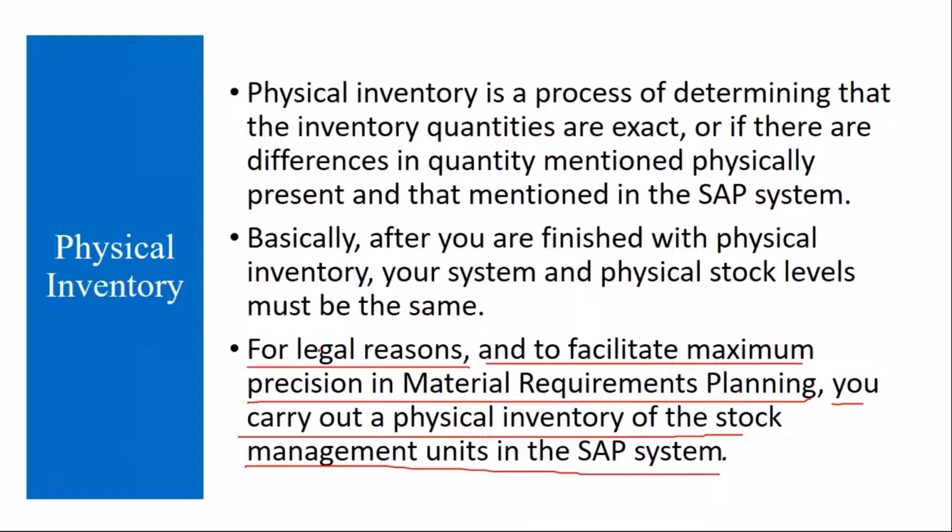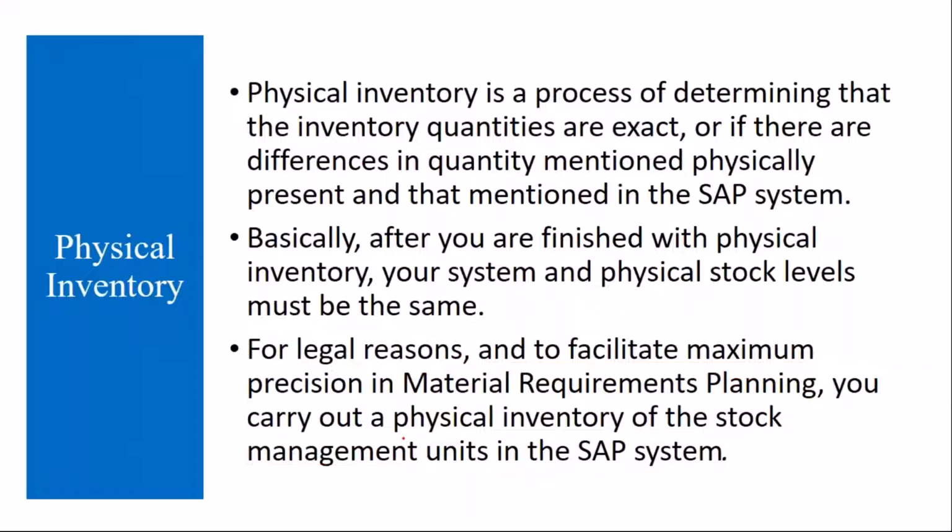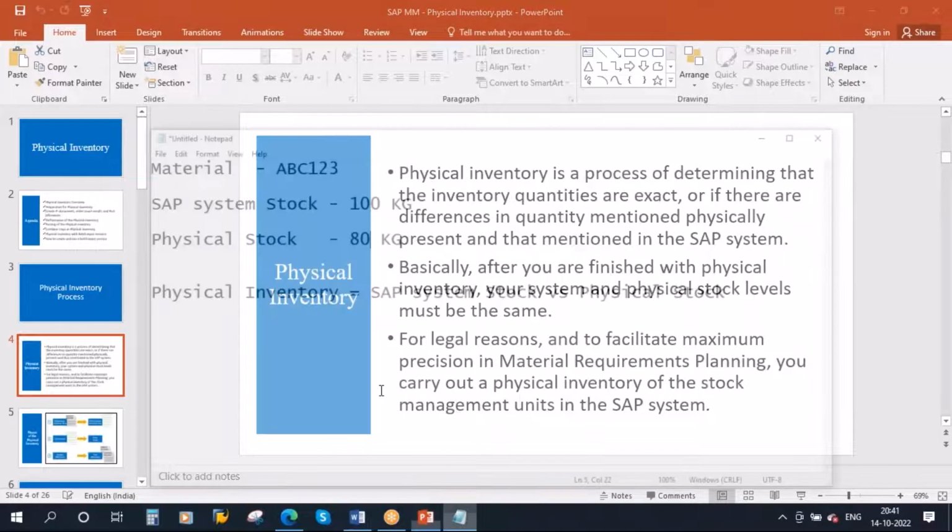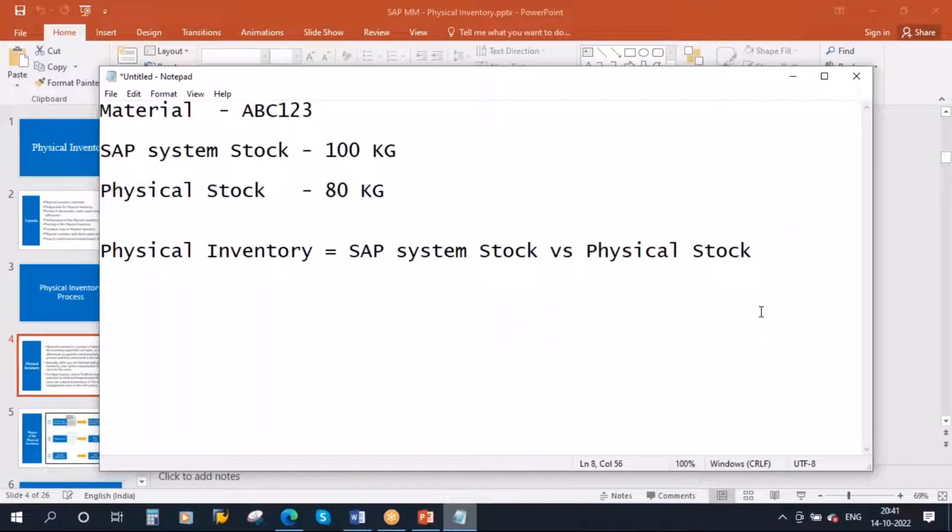So obviously your system stock and your physical stock should match. One is for legal reasons and also for effective planning. So for that they will carry out physical inventory. This physical inventory they will carry out not daily. It is at a specified interval, like they will do it once in 6 months, after every 6 months in some companies.